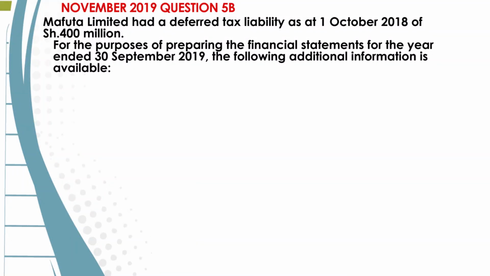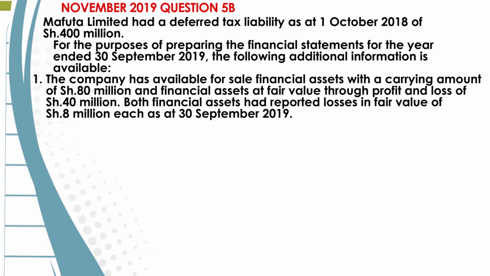So the question reads, Mafuta had a deferred tax liability as at 1st October 2018 of shillings 400 million. For the purpose of preparing financial statements for the year ended 30th September 2019, the following information is available. Number one, the company has available for sale financial asset with a carrying amount of 80 million and financial asset at fair value through profit and loss of shillings 40 million. Both financial assets had reported losses in fair value of shillings 8 million each as at 30th September 2019.